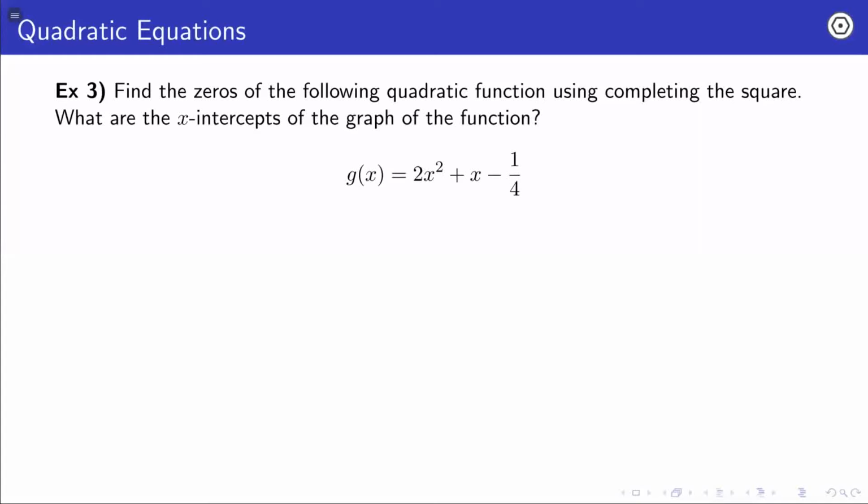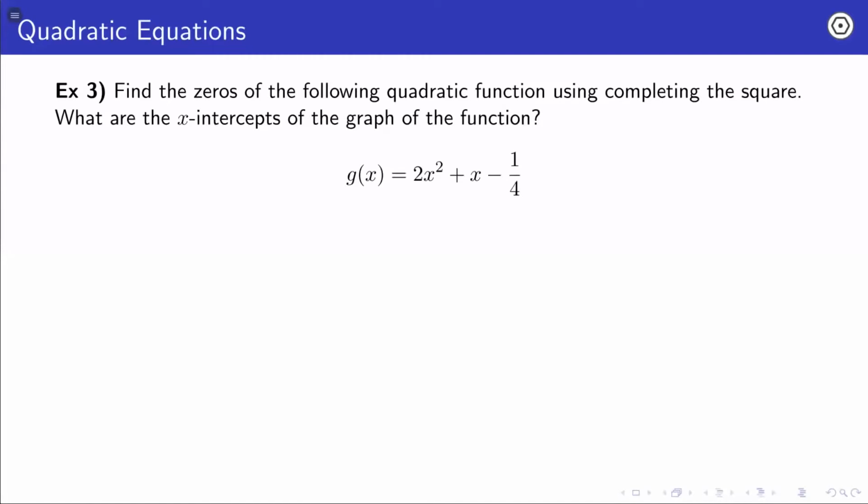Find the zeros of the following quadratic function using completing the square. What are the x-intercepts of the graph of the function? So they gave me this function, g of x equals 2x squared plus x minus 1/4. And when they ask you for the zeros, they're asking you for the values that when plugged in make the function itself equal to 0.